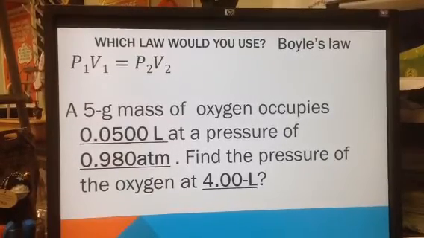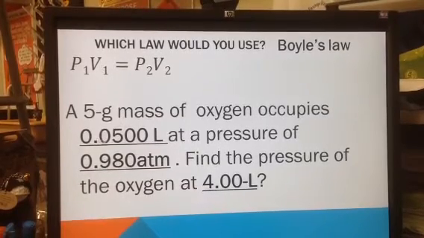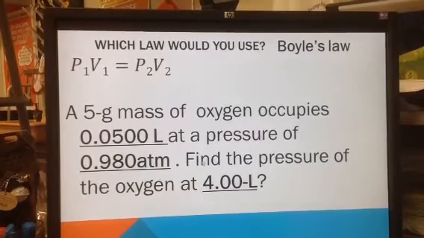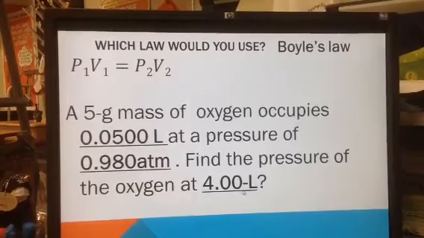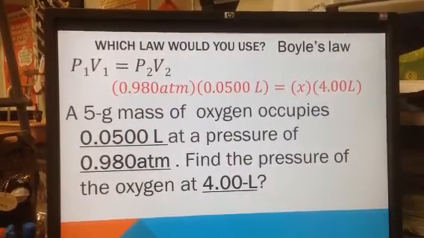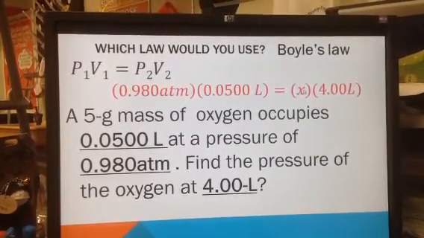My initial pressure is 0.980 atmospheres. My initial volume is 0.05 liters. Equals, find the pressure. That would be my X at 4 liters. My problem would set up looking like this. Pressure 1, volume 1 equals my unknown pressure 2 at volume 2.